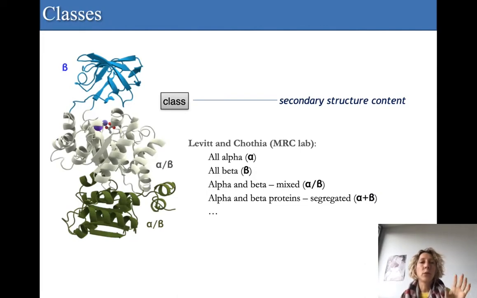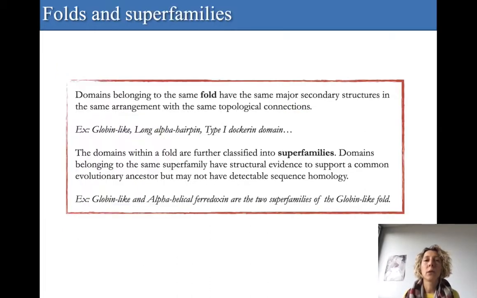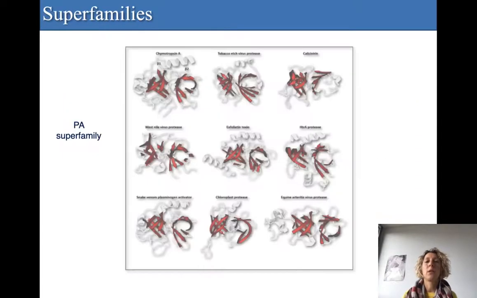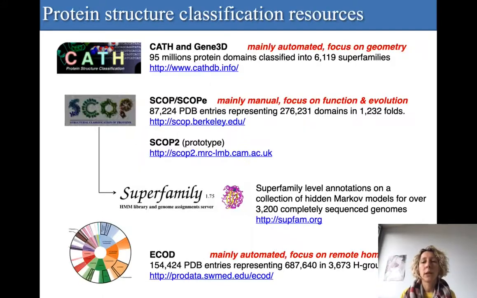Here, simply an example, you have an all beta on top and then alpha beta at the bottom. This is the class level. Then for the fold, the major secondary structures are in the same arrangement. That's the idea; superfamilies are an evolutionary notion. For example, here you have an example of a superfamily where we highlighted the beta barrels, beta sheets in red. You see that there is some similarity between the two, but of course many things still vary. There is a lot of variability within a superfamily.